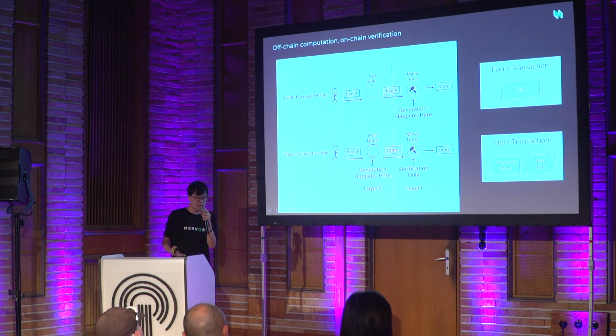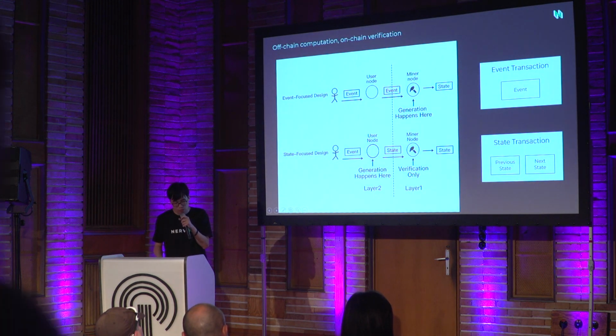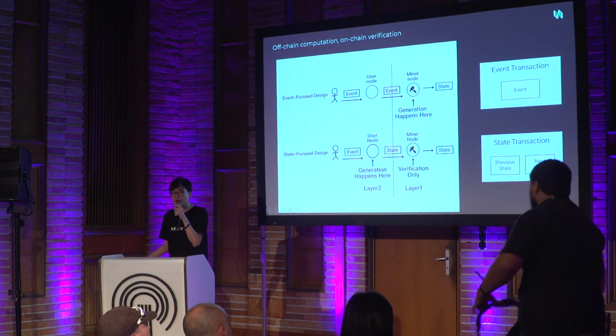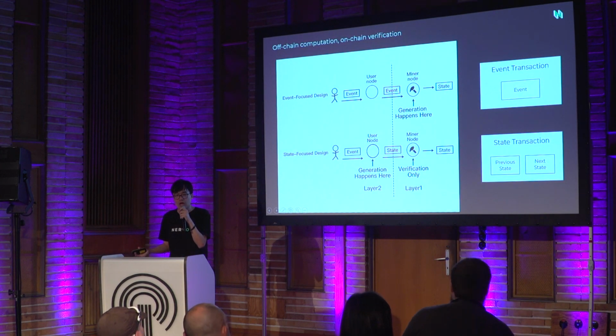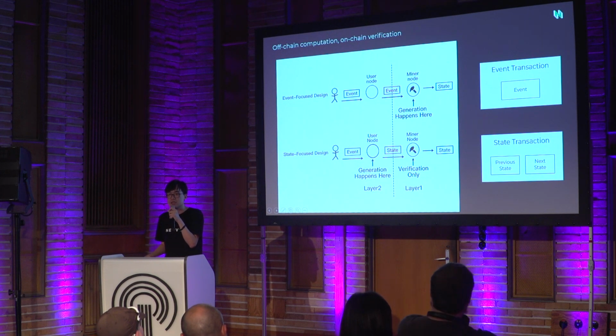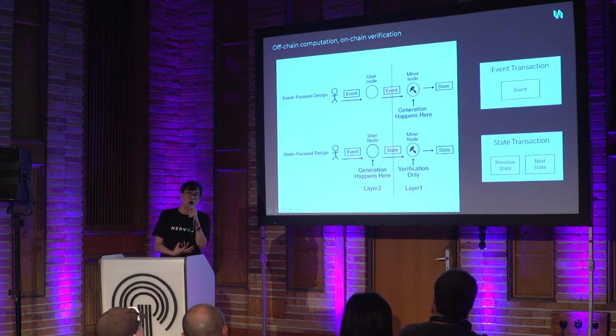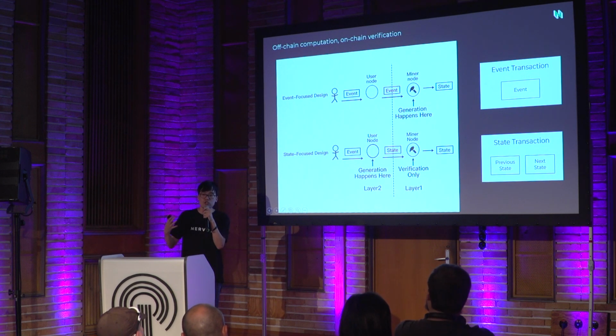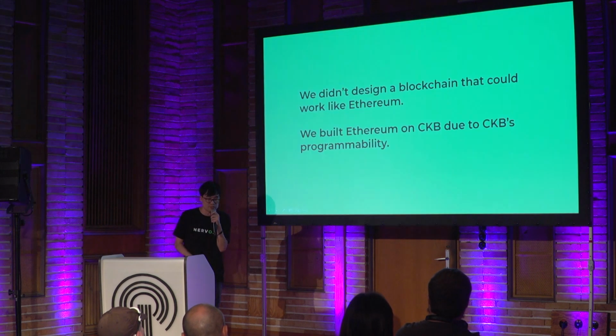So with CKB, what we are promoting here is that a blockchain should really have the generator and the validator parts. It does not make sense to have all the computations on chain. Some computations are better off the chain, so you have the computation part off chain, and on chain you're validating that this computation is actually right. We believe this is the future in blockchain that can enable more use cases for us.